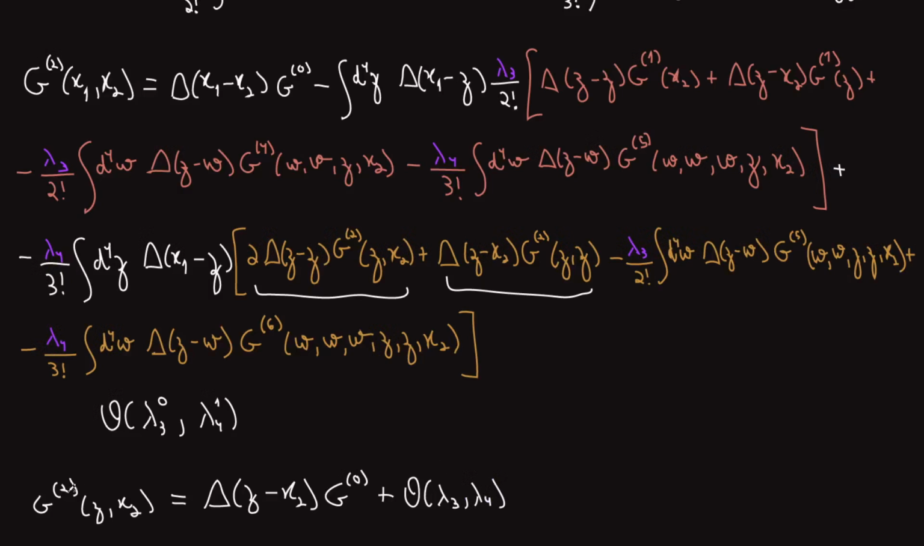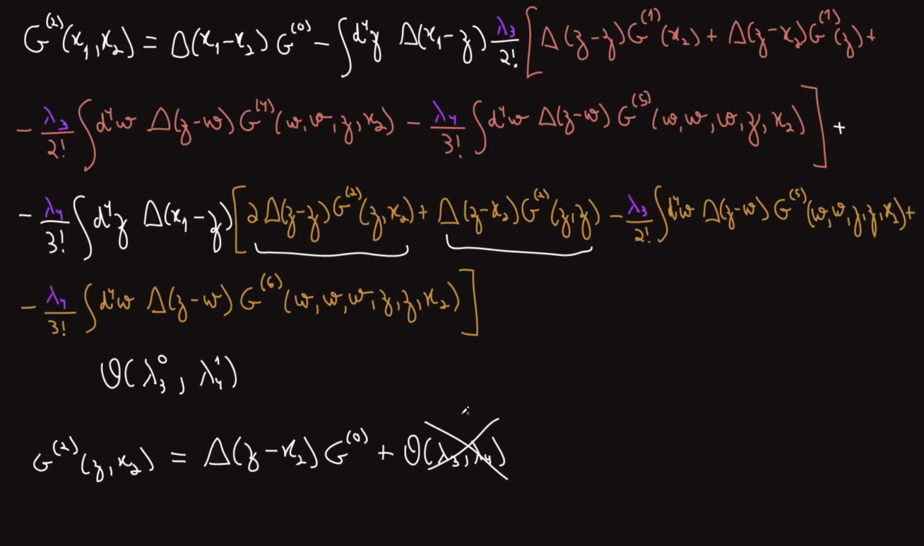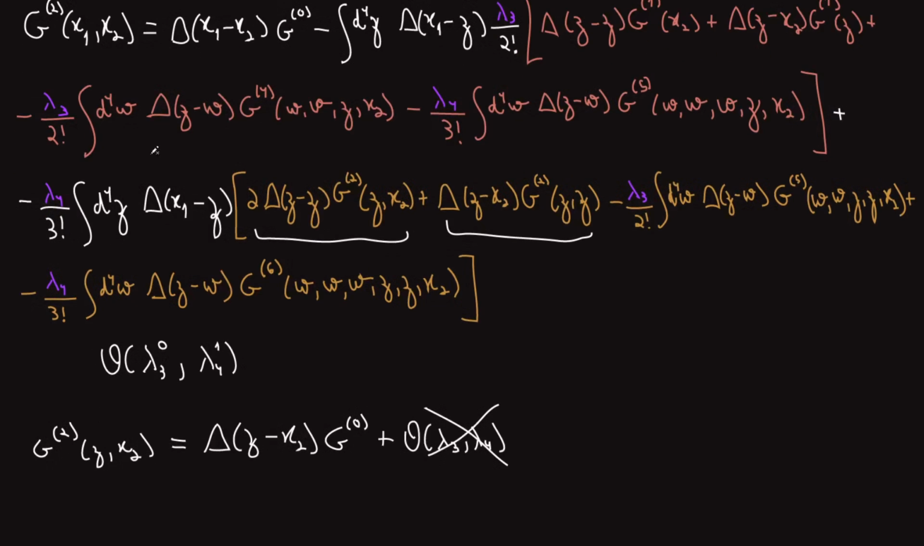But since this piece right here is already multiplied by lambda 4, I can ignore it because it will be a higher order correction to my calculation. And that means, going back to the original expression, that my G2 will be this part, plus now this integral right here.